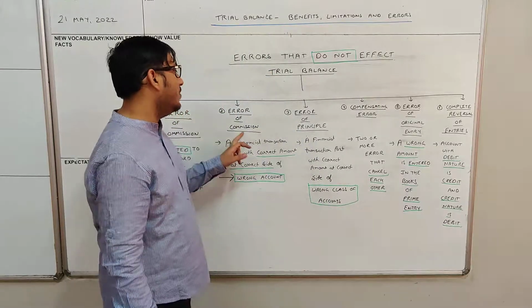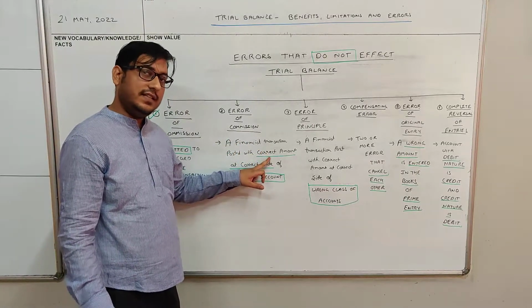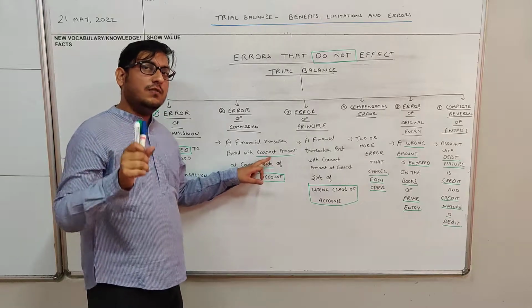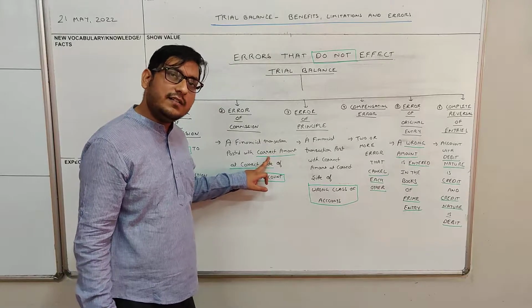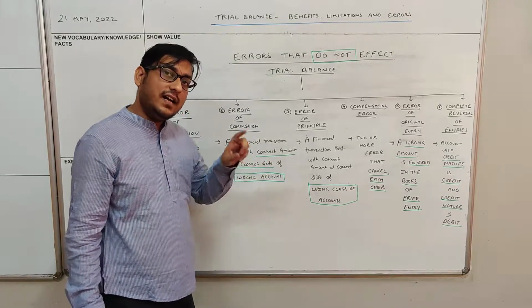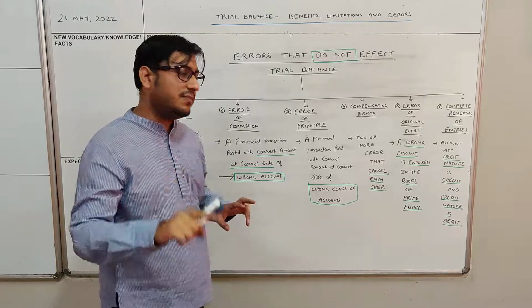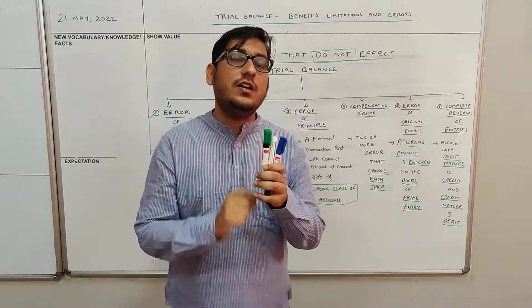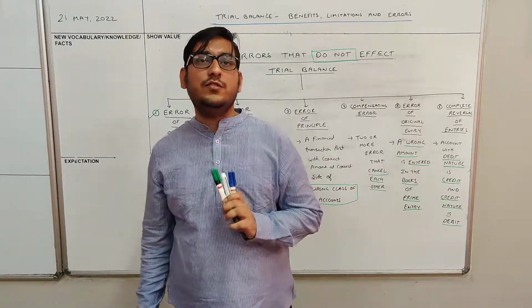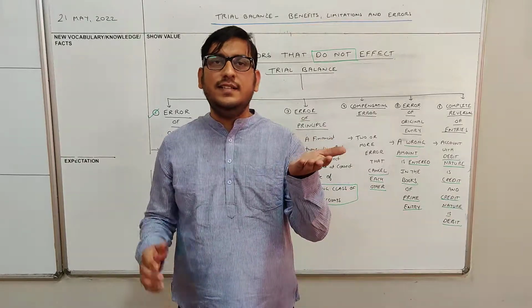Since this is the error of commission, a financial transaction is posted with the correct amount. That is, I have posted the correct amount. For example, if I purchase these 3 markers for $100, I posted the correct amount, dollar, with the correct side, I have made a debit. Either it is advertisement or it is stationery, both are expenses. But it is in the wrong account. I have to account it in the stationery account, but I have mentioned it in the salary account. So ultimately the trial balance will match because debit equals credit.